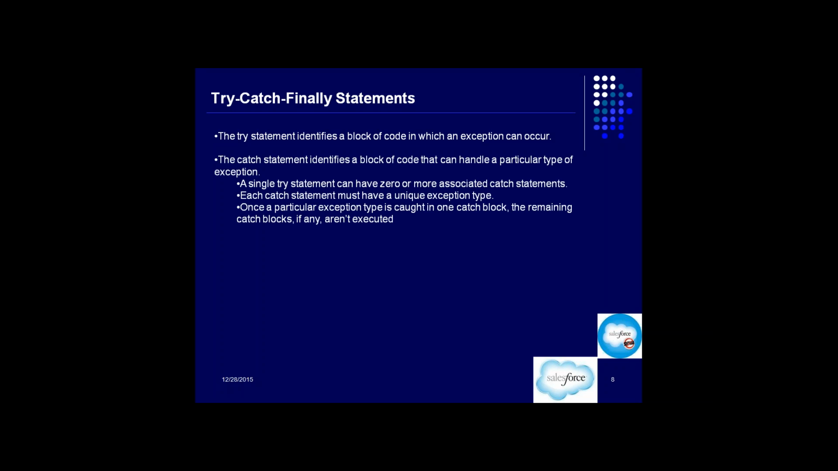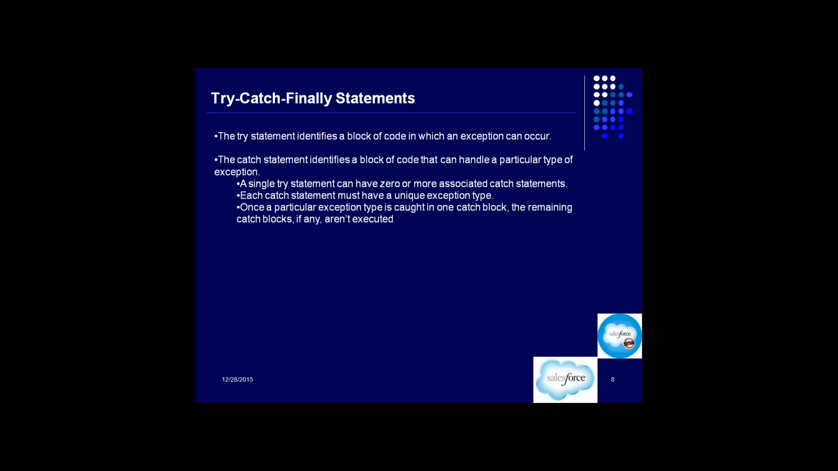The catch statement identifies a block of code that can handle a particular type of exception. So your catch statement basically catches the type of exception. A single try statement can have zero or more associated catch statements. So along with a try statement, you can put more than one catch statement. Each catch statement must have a unique exception type. Your catch statement should definitely have an exception type.